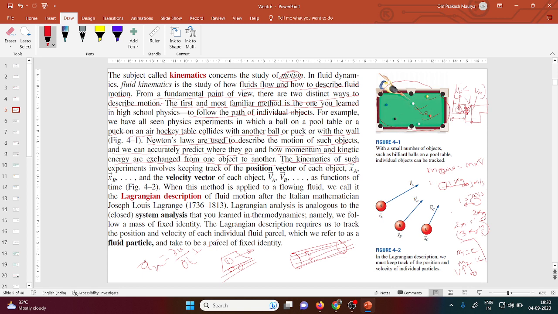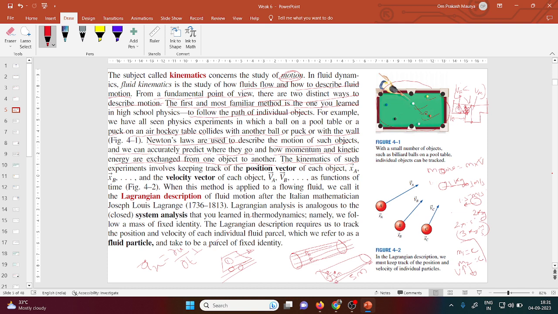The kinematics of such an experiment involves keeping track of the position vector. What the position vector is, you know already, and I will explain. Let me read the line. Position vector means what? Let's say one object, this is a pipe, and the length of the pipe is, let's say, 5 meters. So here, maybe at this distance, maybe 1 meter, and for 1 meter I am using the x vector, right? So basically that is the meaning.